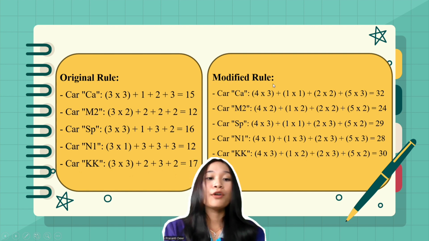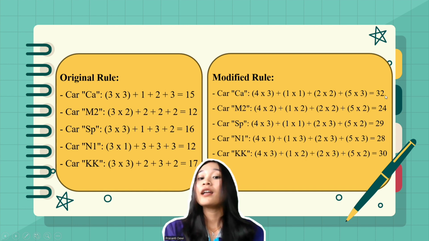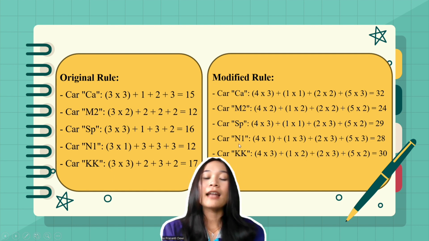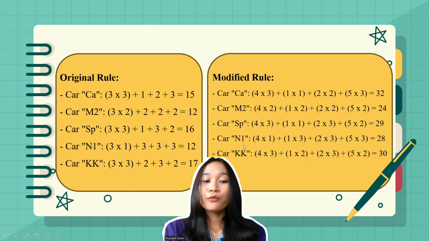Next, by the modified rule, the total score for car CA is 32. The total score for car M2 is 24. The total score for car SP is 29, the total score for car N1 is 28, and the total score for car KK is 30.